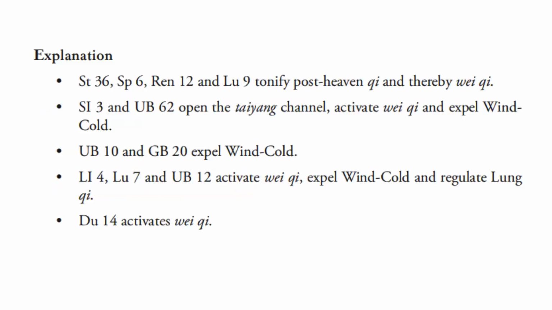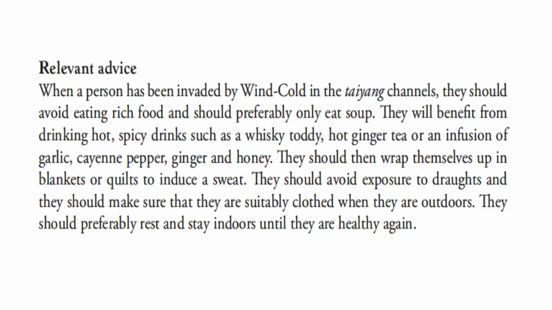Moxa is also recommended. So to further explain the choice of points, stomach 36, spleen 6, REN 12, and lung 9 tonify post-heaven qi and thereby the Wei qi. SI3 and UB62 open the Taiyang channel, activate the Wei qi, and expel wind cold. UB10 and GB20 expel wind cold. LI4 and lung 7 and UB12 activate Wei qi, expel wind cold, and regulate lung qi. DU 14 activates the Wei qi.